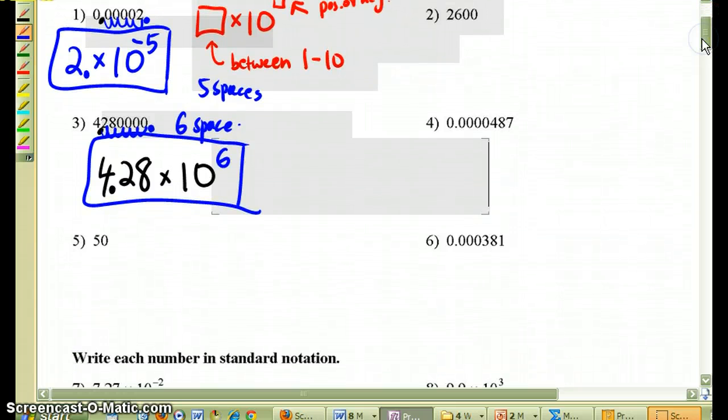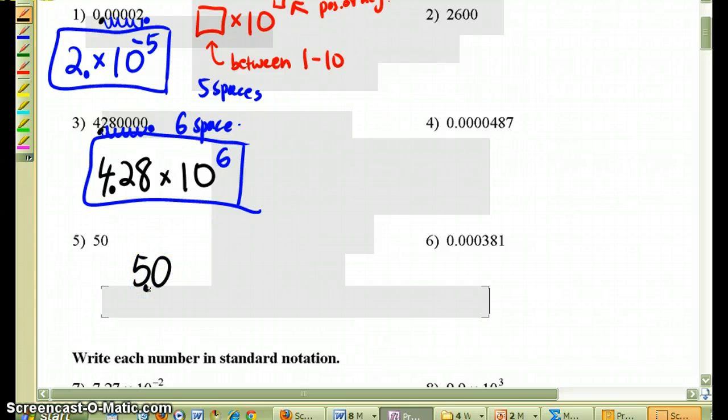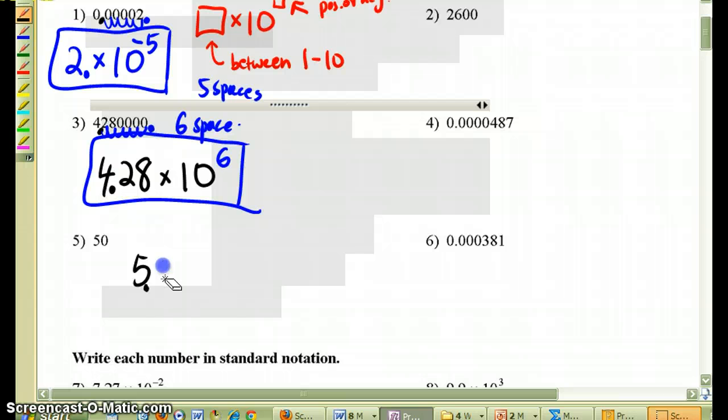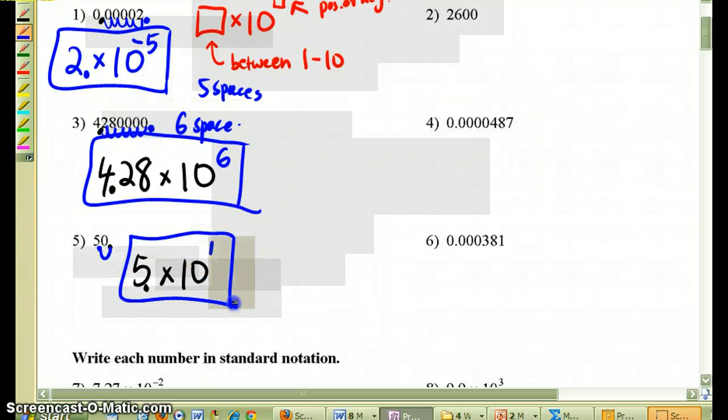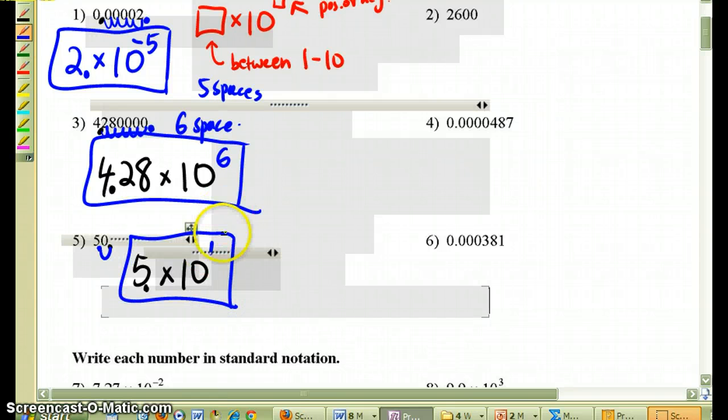Okay. Number 5, I'm just going to take the number 5. I could take 50 and put a decimal there if I'd like, or I could just drop the 0 altogether, and then times it with 10. Now the decimal is behind here, but I decided to put it in after the 5 instead, so there's only 1 space, so positive 1, because 50 is a bigger number than 1, which means that this exponent 1 will be positive.